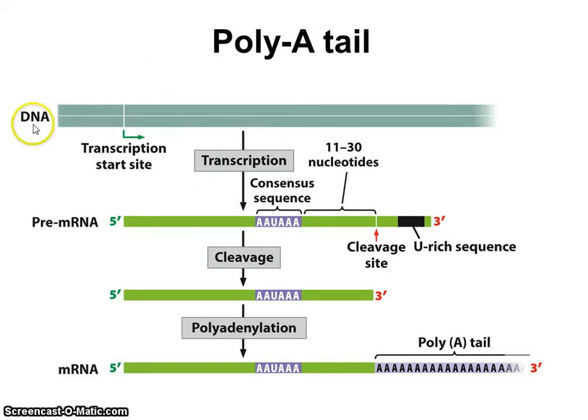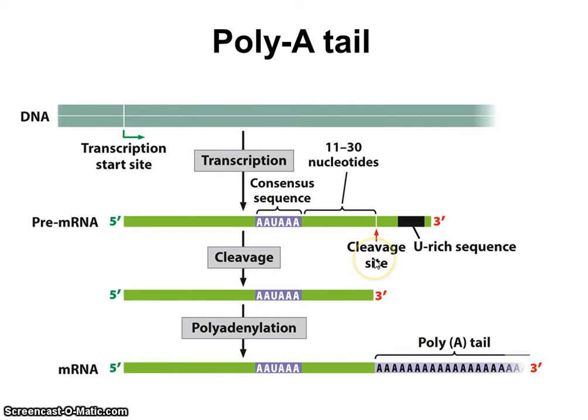So up here what you're seeing is the DNA. Then we get transcription. We get our pre-mRNA that includes a consensus sequence that is about 11 to 30 nucleotides upstream of a cleavage site. And this cleavage site is also upstream of a U-rich sequence. These signals indicate where the cleavage happens.